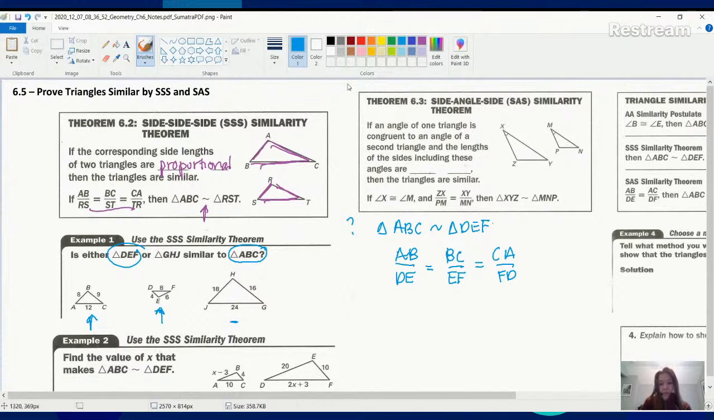You can try to look at the picture and figure it out. You're welcome to do that if you're more visual. That is also a way that you can do that.